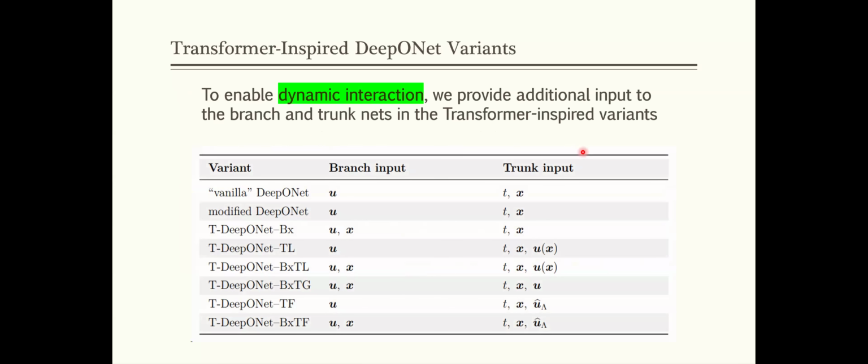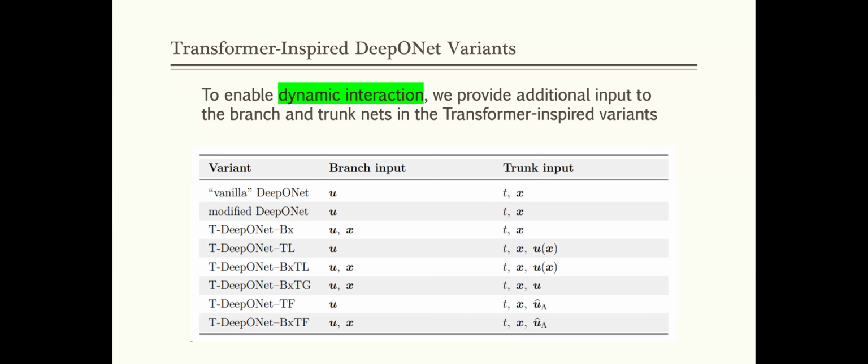Here is a summary of the different architectural variants we explored. In our study, we considered time-dependent PDEs, so the query points have time coordinate t and space coordinate x. Each variant modifies how the branch and trunk networks interact, in other words, what kind of information each side can use. For the vanilla and modified DeepONet, they only use the input function u in the branch and space-time coordinate t and x in the trunk.